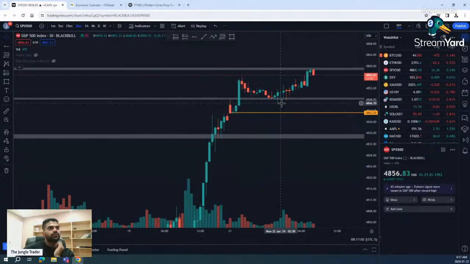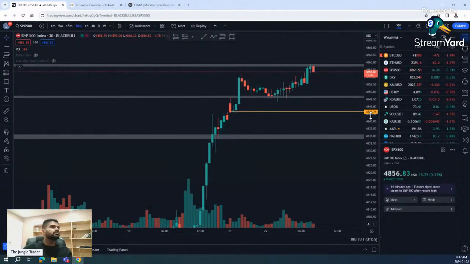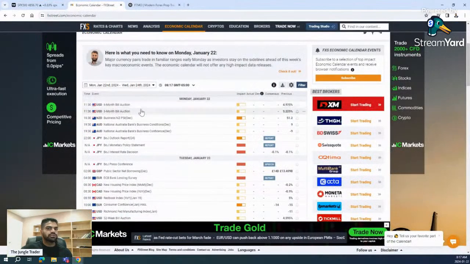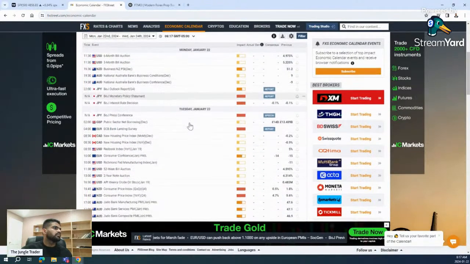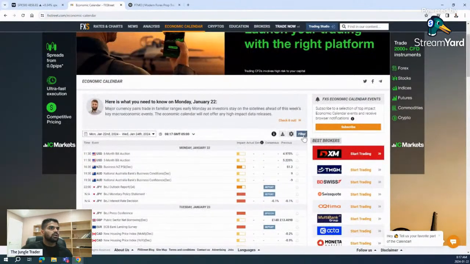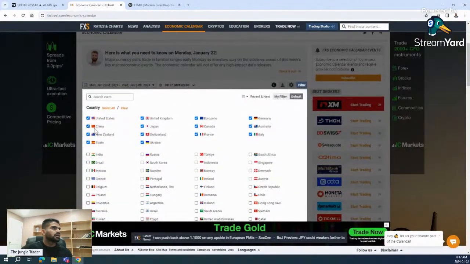Because it did try that at 2 a.m., so pre-London, it wasn't able to push all the way down. Yeah, 30 more minutes. Let's wait for this candle to close. In the meantime, we can also look at what are some of the economic events or the news that's scheduled for this week.